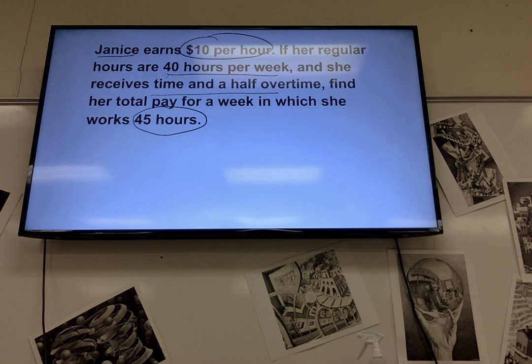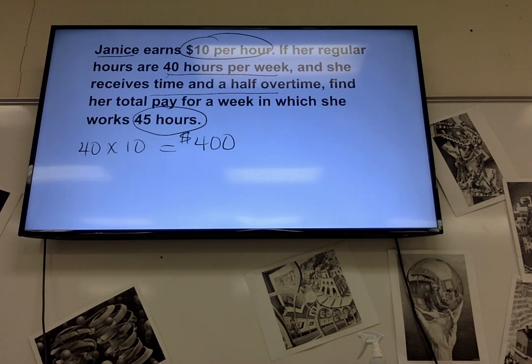Okay. So how do we figure out how much she gets paid in total for 40 hours a week? Times what by 10? 40. Yeah, 40 hours a week times 10. That gives you $400. That's the regular pay.